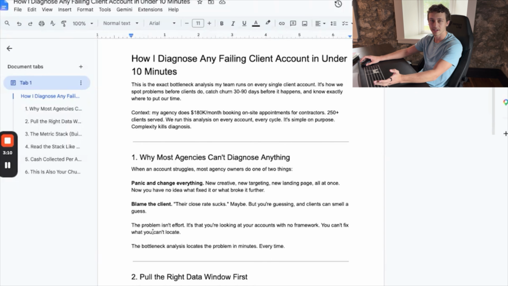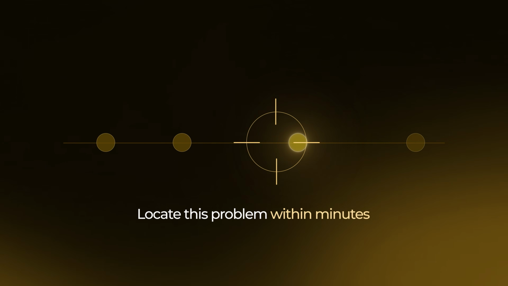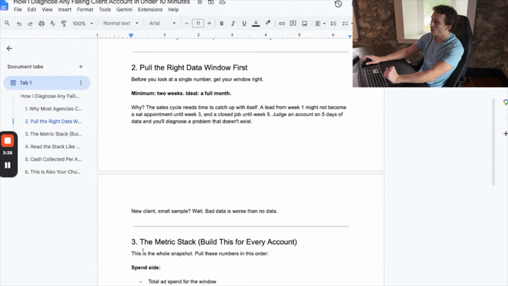And clients can obviously smell a guess. If you don't actually have reasoning behind that, a client will be able to indirectly tell that, okay, this guy's just trying to put all the blame on me. And because of that, subconsciously, I now feel even more that it's this agency owner's fault. And this is why the bottleneck analysis even exists: to locate this problem within minutes every single time, okay?